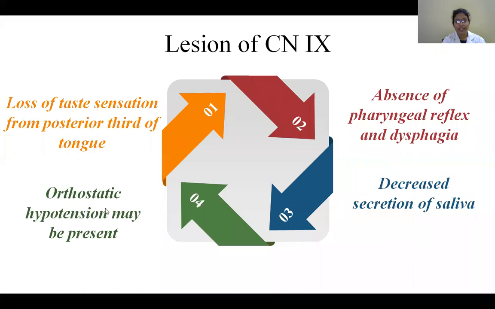And as it carries the baroreceptor information towards the medulla, lesion of glossopharyngeal nerve may be associated with orthostatic hypotension.